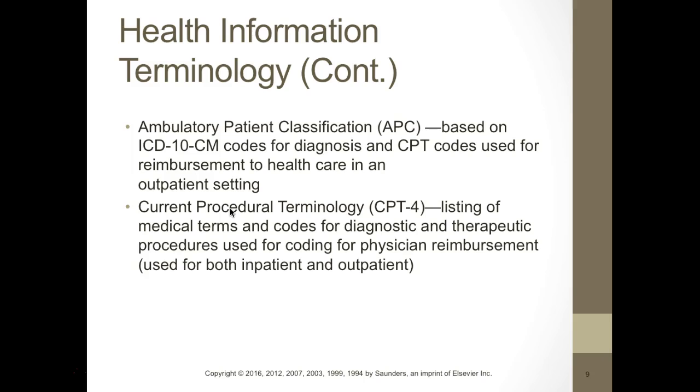So the APC, the Ambulatory Patient Classifications, based on ICD-10 CM codes for diagnosis and CPT codes used for reimbursement to healthcare in the outpatient center. So what is a CPT code? It's a current procedural terminology, and CPT-4 is what we're at. It's a listing of medical terms and codes for diagnostic and therapeutic procedures used for coding for physician reimbursement, used both for inpatient and outpatient.